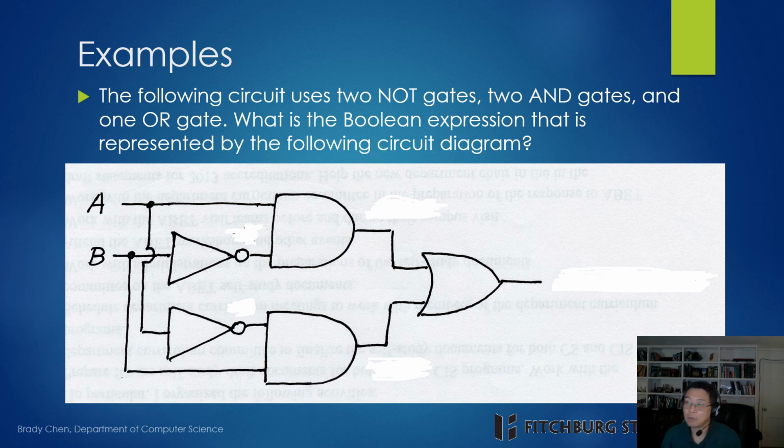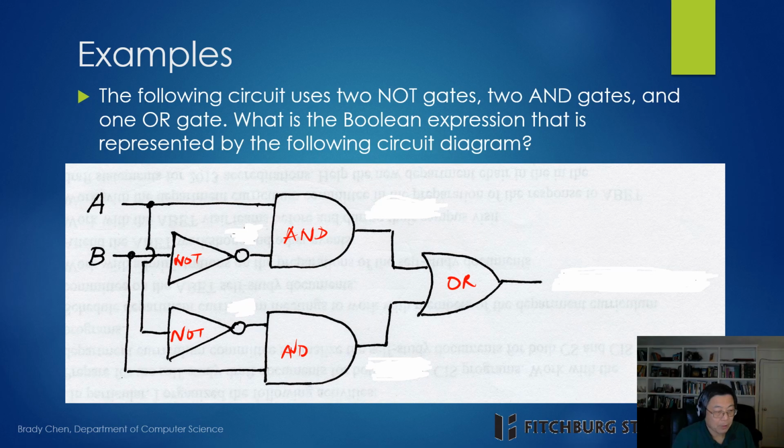Now we need to find out what Boolean expression is represented by the circuit diagram here. This circuit diagram contains 2 NOT gates, 2 AND gates, and 1 OR gate. Now what's the Boolean expression?